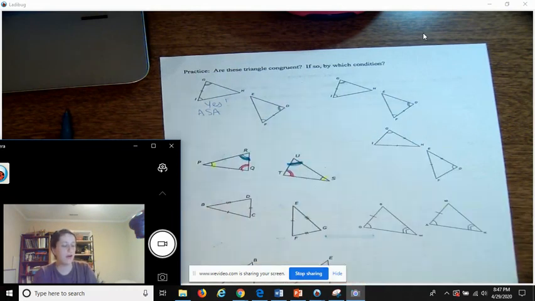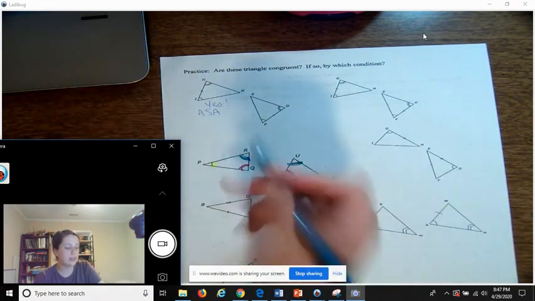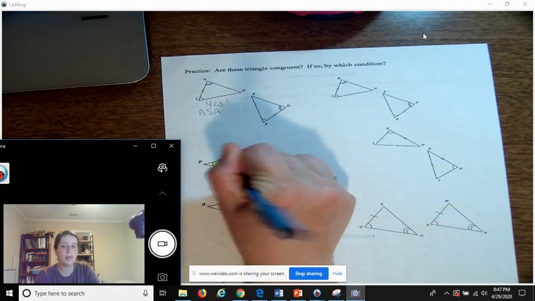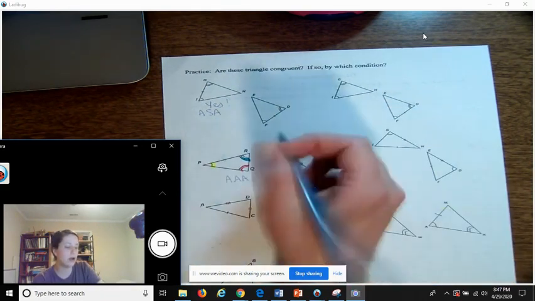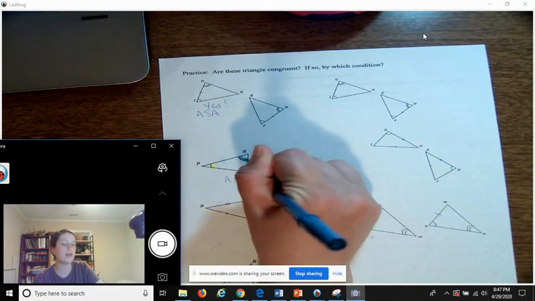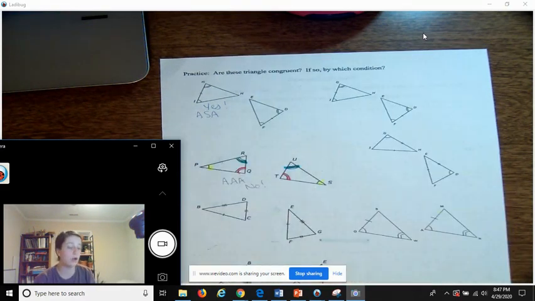Okay, now notice this means that all three angles are the same, but we haven't done anything with this side at all. So this means that they are not necessarily congruent. They could be similar, but they are not congruent. Okay, so there's two of them. We have one where it was congruent, one where it wasn't congruent.